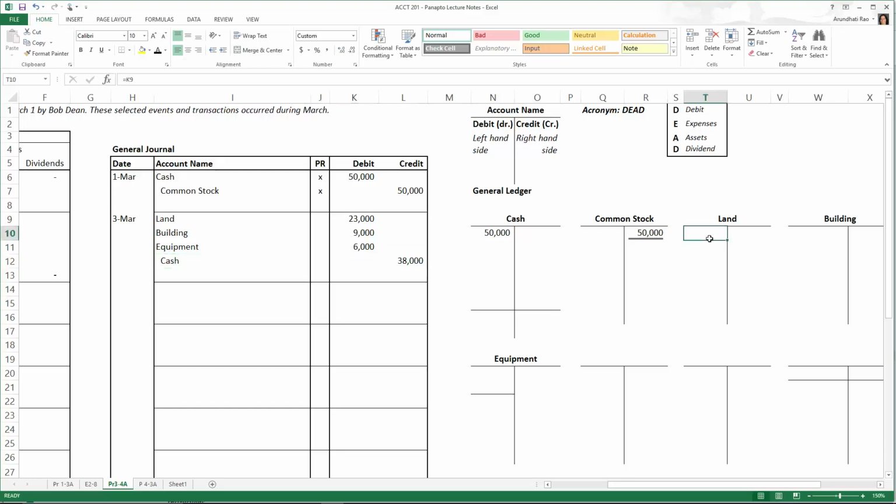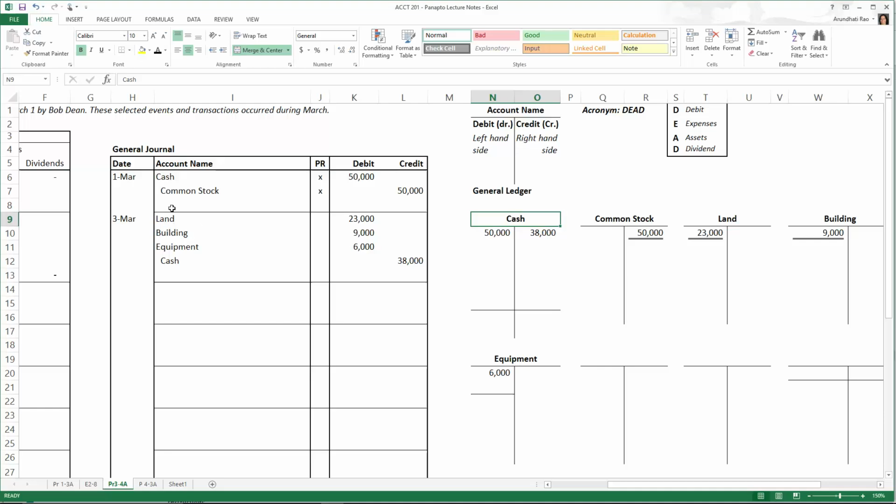Okay. So land is debited $23,000. Building is debited $9,000. Equipment is debited $6,000. Cash is credited $38,000. If I already have an account, I'm going to use the same account. The whole idea was that in an account, I gather all the information about the account over here. Now let me mention one more thing over here.